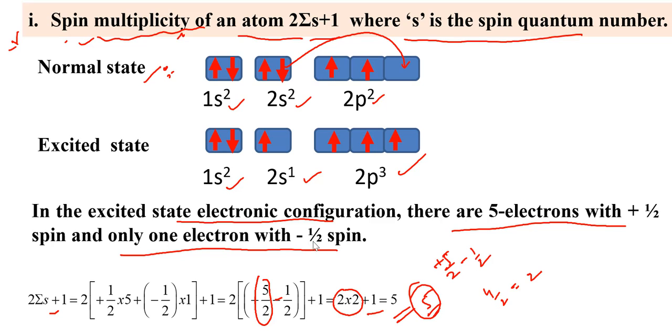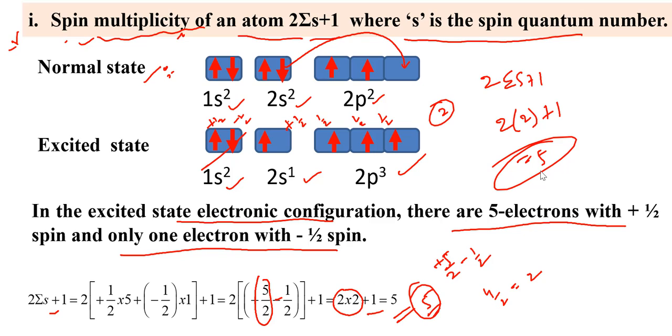Like this you have to calculate. Each electron is plus half. This is the plus half, this is the minus half, they get cancelled. The remaining are plus half, plus half, plus half, plus half. What is the total? Total 2. So what is the formula? 2 sigma s plus 1. What is 2 sigma s? 2. Plus 1, what is the total? 5. Understood now?